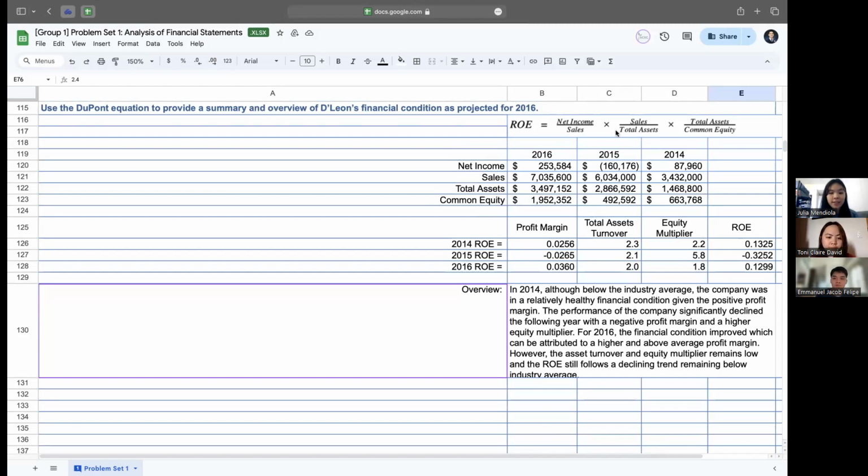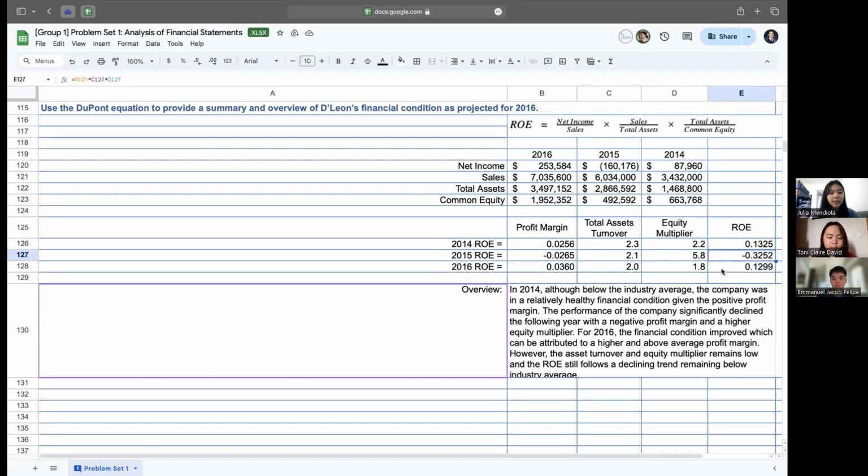Then we get the total assets turnover, which is given by sales over total assets. This shows the efficiency in which a company uses its assets to produce sales. And last, we get the equity multiplier, which is total assets over common equity. Here, a high equity multiplier indicates that a company is using a high amount of debt to finance its assets. Now, using these 3 formulas, we input the given as necessary, and we get the following values. Then when we get these 3 values, we multiply all 3 values together to get the return on equity, or ROE.